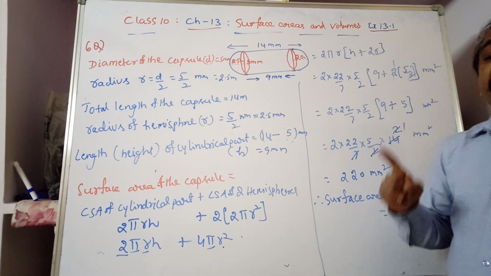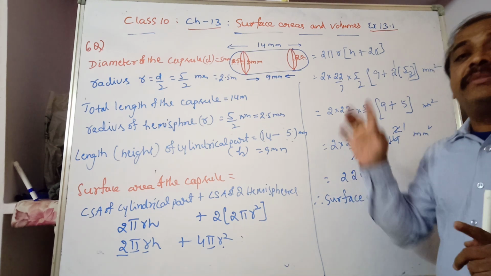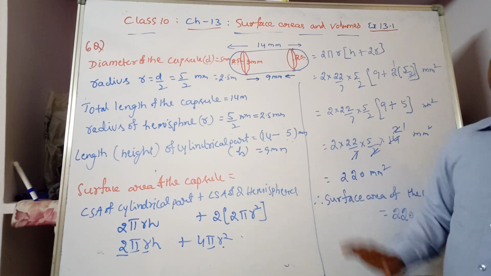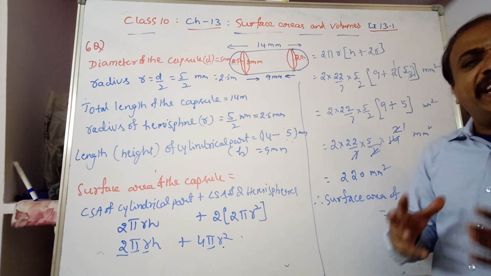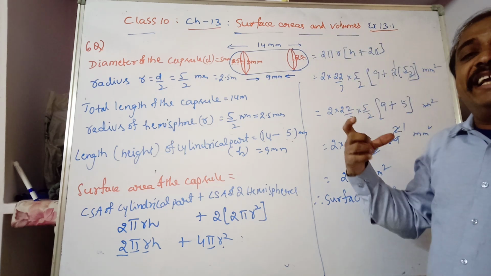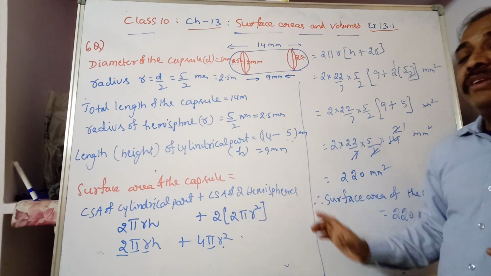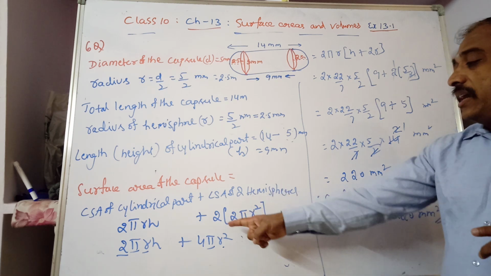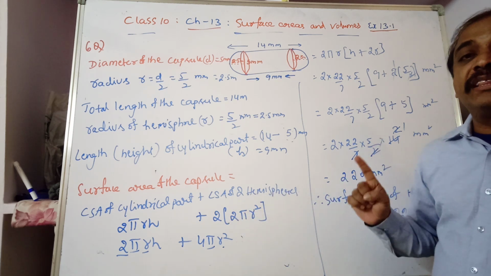Always remember, if the values are the same, then only we can take out the common. If the values are different, why are we taking common? Because they are attached, they are connected, the radius is the same, that's why we are taking it. If not, we cannot take out common. Keep that in mind.